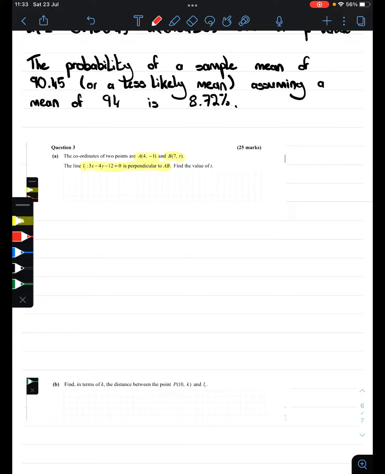Okay, well, what do we know? Well, we have A equals (4, -1), B equals (7, t). So we don't know the y coordinate of B. And our line, let's call it L1, is 3x - 4y - 12 = 0. And they're perpendicular to AB.